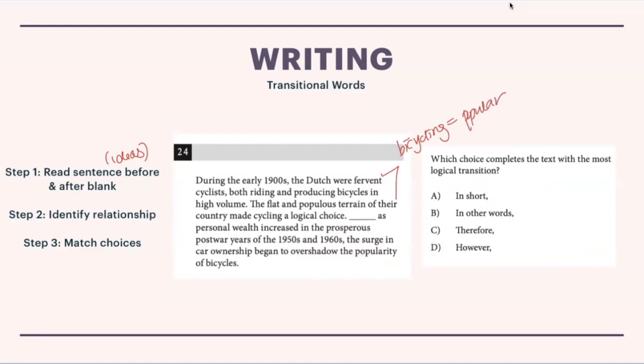And then if we go into the next after the blank, it says, as personal wealth increased in the prosperous post-war years of the 1950s and 60s, the surge in car ownership began to overshadow the popularity of bicycles. So cars are going to become more popular than bicycles, because overshadowing is saying that they're going to overtake. So cars are going to be more popular, and bicycles then are going to be less popular.